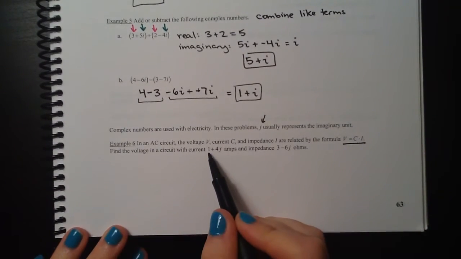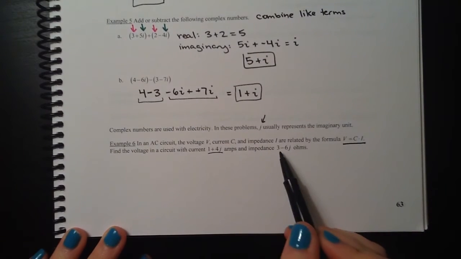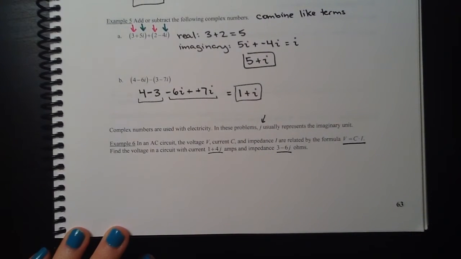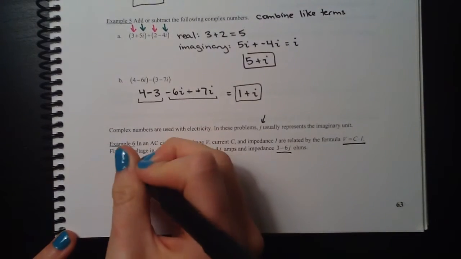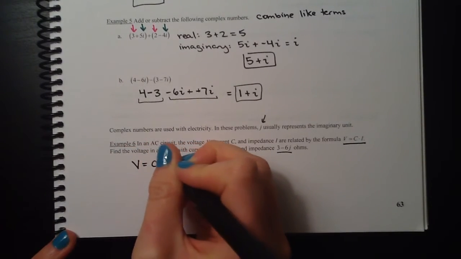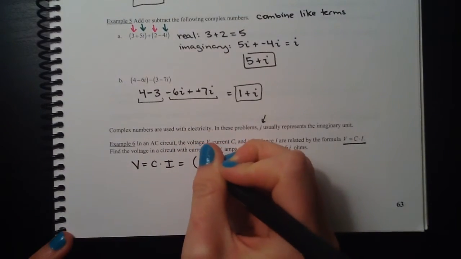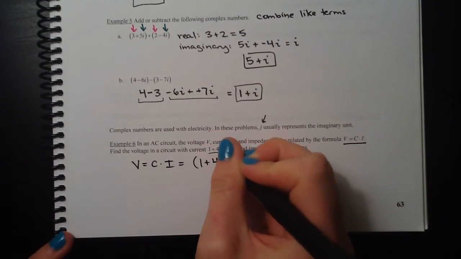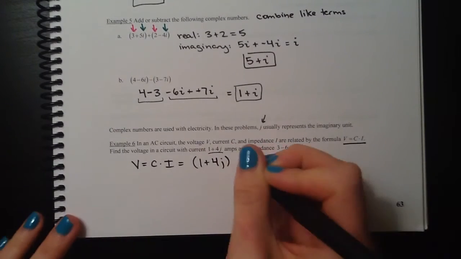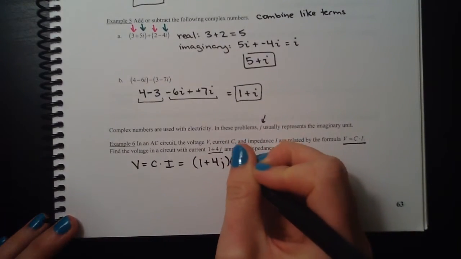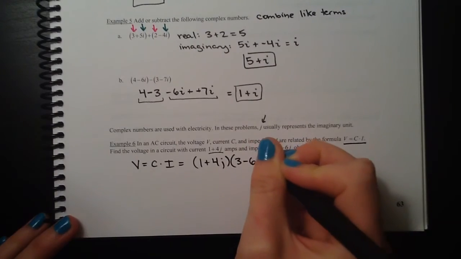And so they give us an expression for the current, and they give us an expression for the impedance, and we are going to plug them into this voltage formula. So voltage is equal to the current times the impedance, which in our case the current is represented by 1 plus 4j. So remember, j is just the imaginary unit. And then the impedance is 3 minus 6j.